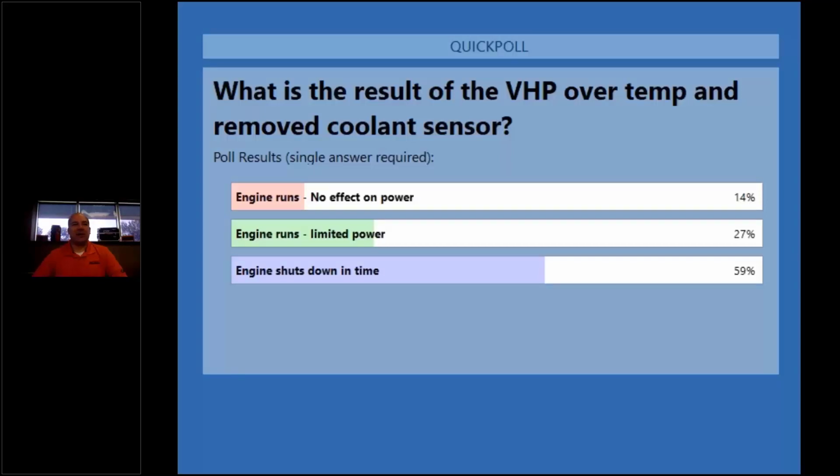Now let's share what you guys thought. Well, it says 14% say it's just going to keep running. It's just going to keep doing what it's doing and try and pull that power as long as it can. And a portion of you say, well, it's going to try to run, but it's going to limit the power. We're going to come in there, and Waukesha is going to say, no, you can't do that. And then the majority of you say the engine at some point is going to shut down. Well, let's run through this scenario.